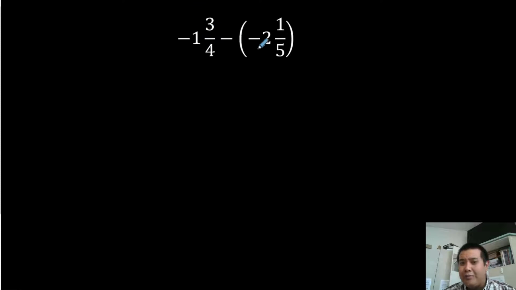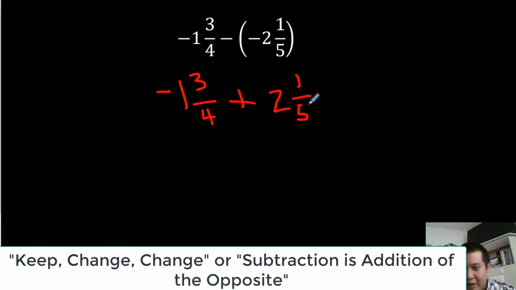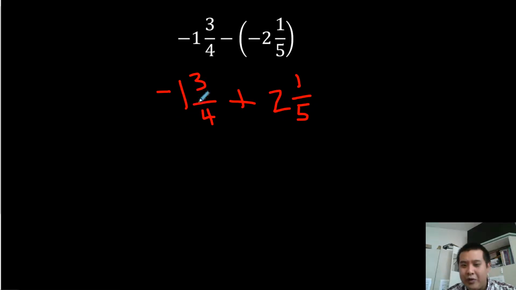Negative 1 3/4 minus negative 2 1/5. Remember that we said subtraction is the addition of the opposite, right? So what this really is, negative 1 3/4, keep, change, and change this into a positive. So we get 2 1/5. Because the absolute value of 1 3/4 is less than 2 1/5, our answer is going to be positive.